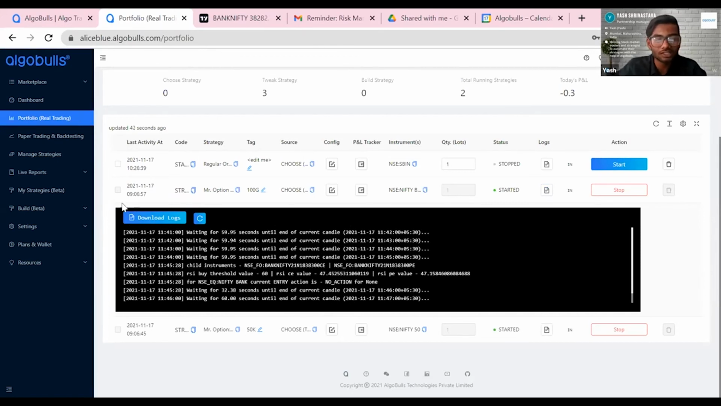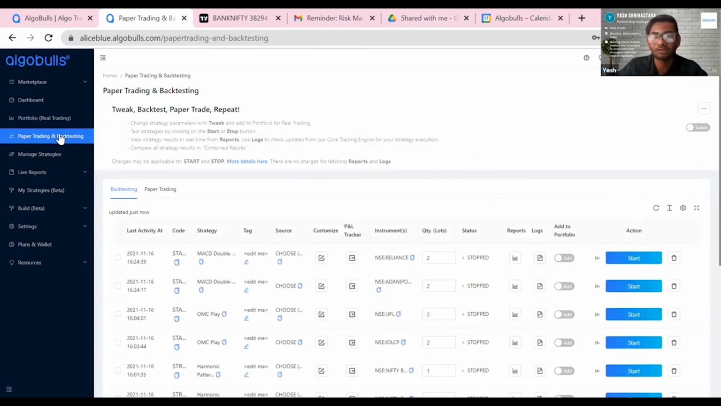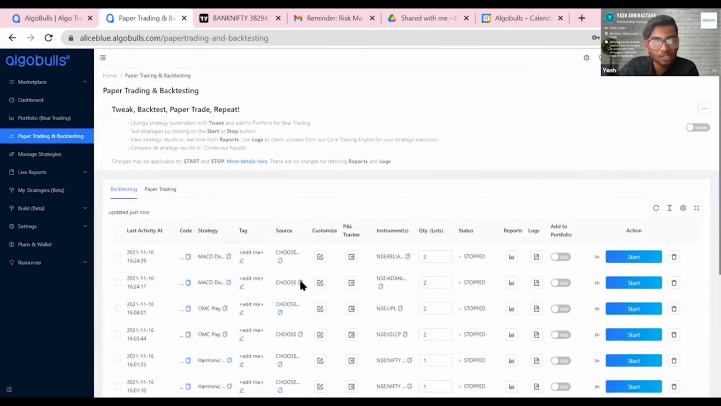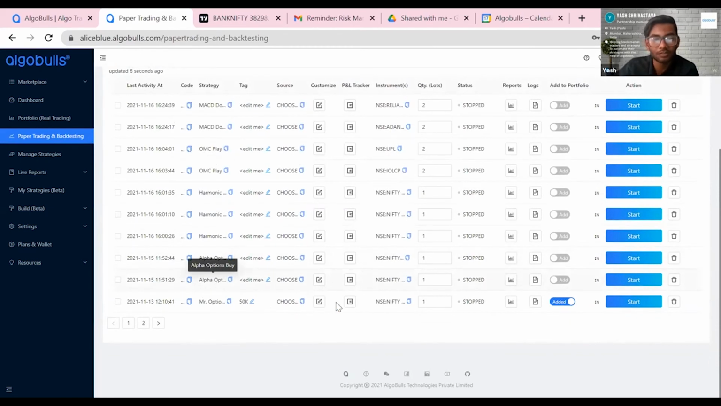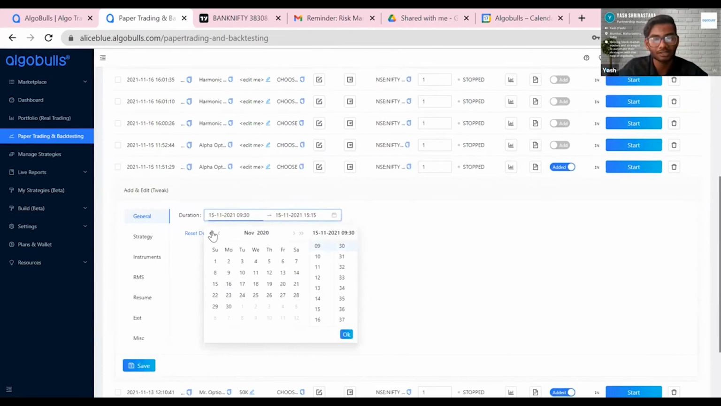Apart from that, since it's the live market right now, all the strategies are live. But in case you want to backtest a few strategies and see how a strategy would work for you, suppose I add the strategy Alpha Option Buy to my backtesting report, and I want to see how it has been doing for me. I can just download it and make some changes over here. Like if I want to backtest this from November 2020 to November 2021, today's date, I click on it.